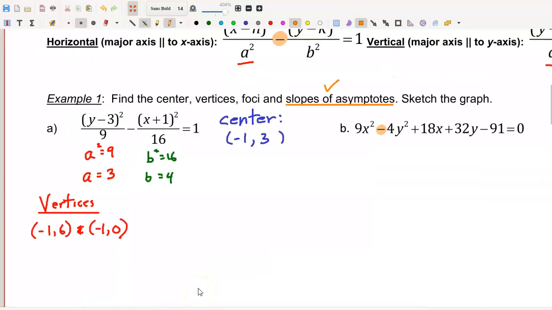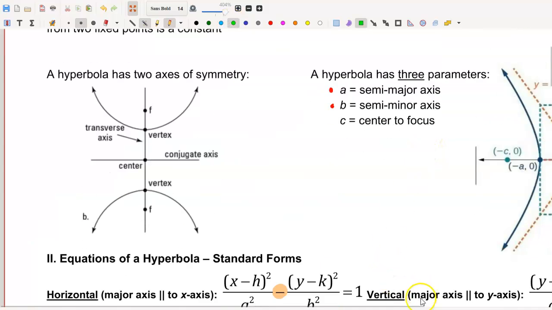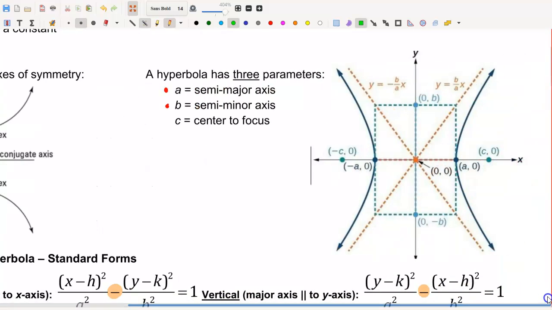All right, so what's left? Check these off as we go. We did the center, we did the vertices, we need the foci. So foci is going to be up here, and now that C is the longest value, right? It actually is also going to be this value as well from here to here.